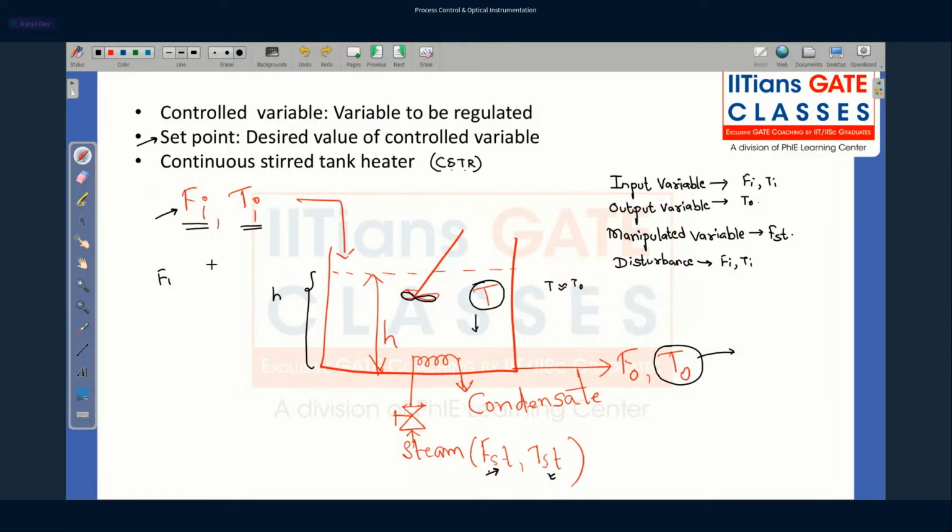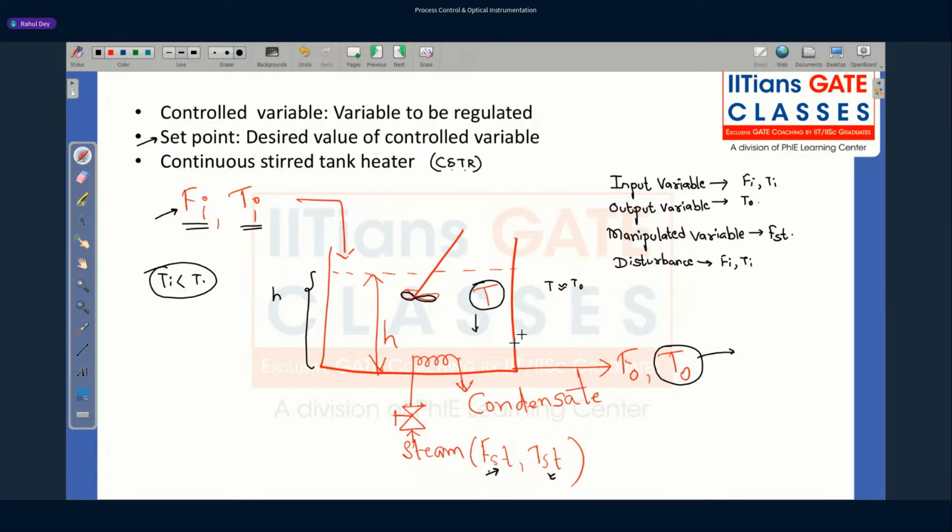Sorry, if Ti is less than T. So what will happen if I increase the flow rate? The level will rise and there will be more cold water. So due to that, that is one disturbance. Suppose Ti, this is the input temperature, this is also a disturbance.